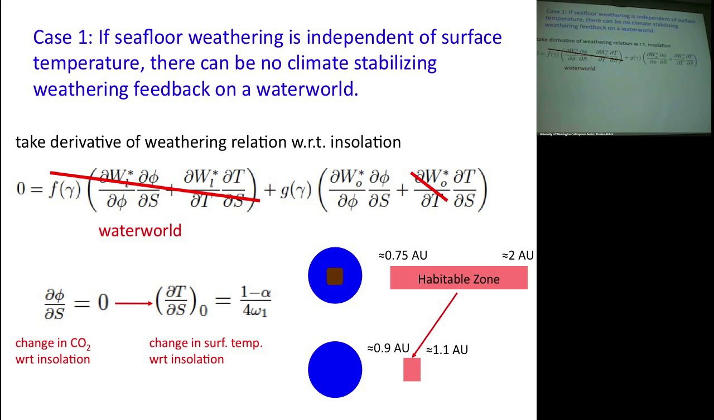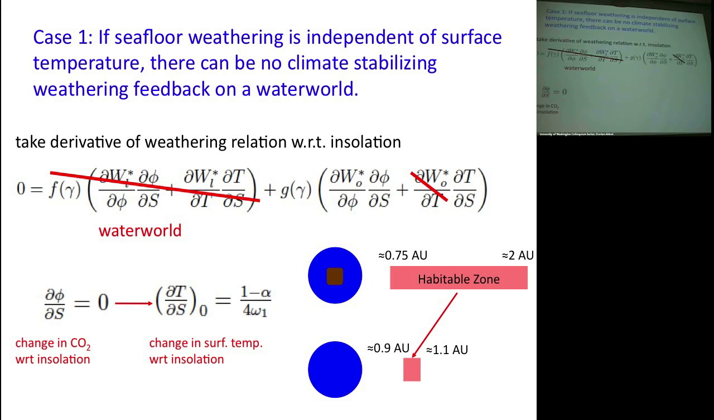And I'm going to be considering water world. So F of gamma equals 0 has to equal 0, so this term's gone. And by construction, the seafloor weathering, W_O, doesn't depend on temperature. So that's the base assumption. And so this term goes away. And what you're left with is that dp/dS, changes in CO2 as you change the insolation, has to be 0.